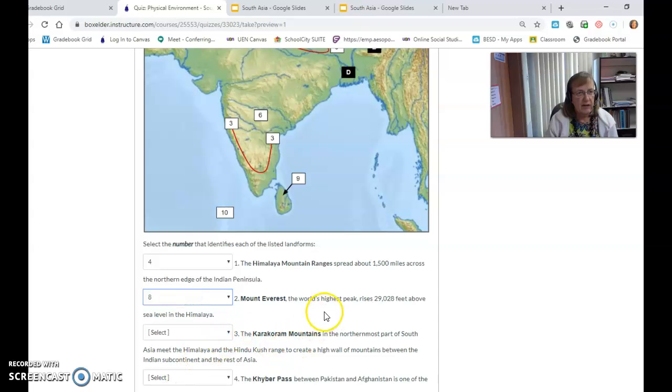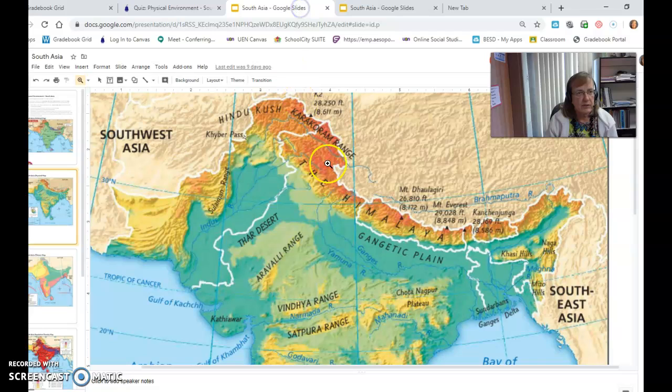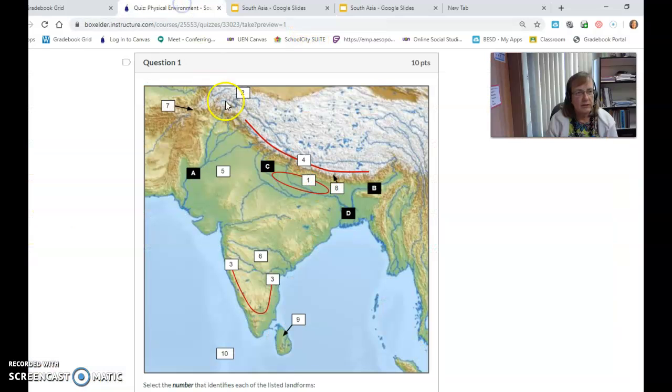Number 3 is the Karakoram Mountains. Let's look back at our resources. Oh, Karakoram Range, right there above the Himalaya. So that would be number 2.